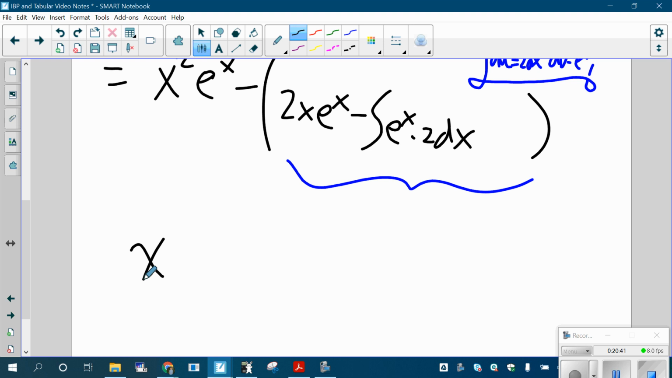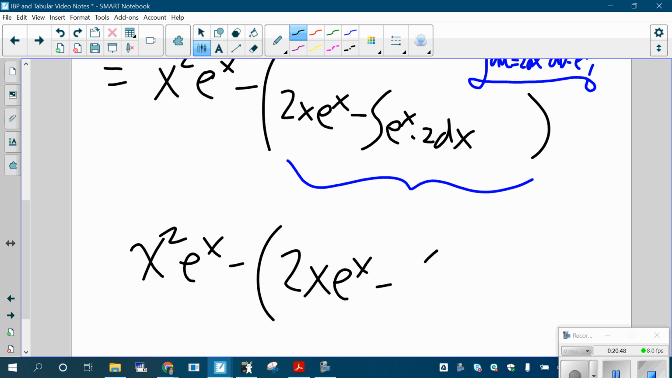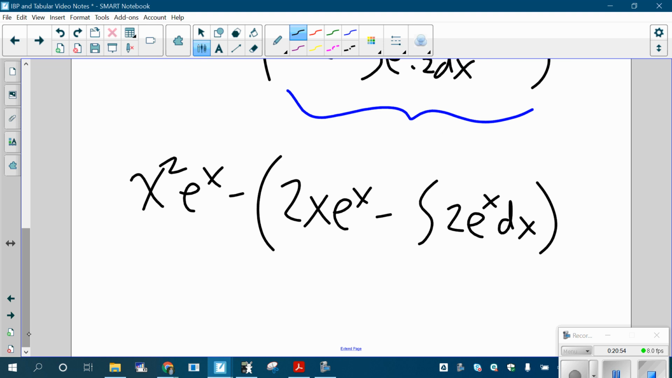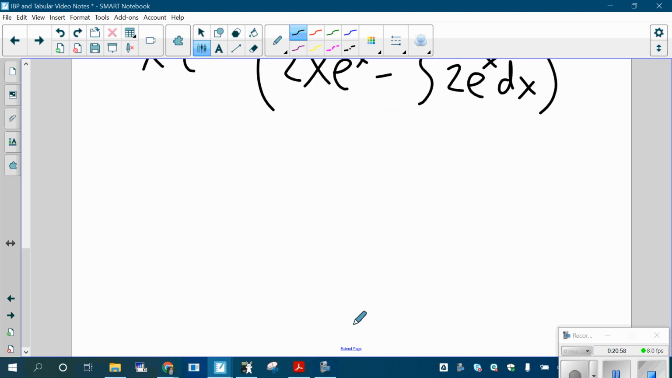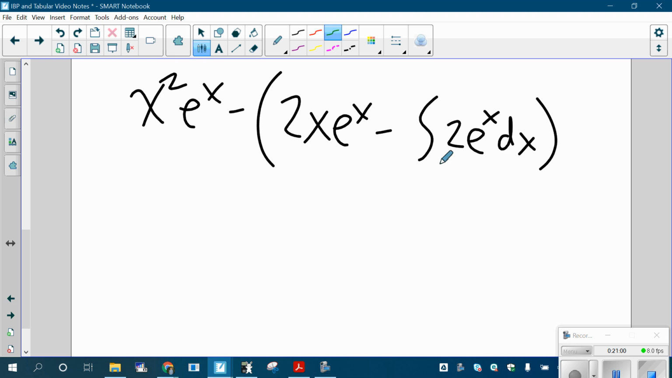Here's where I'm at. x squared e to the x minus, in parentheses, 2x e to the x minus the integral of 2 e to the x dx. I am never going to leave my antiderivative with integrals in it. That doesn't make any sense. So I need to do this antiderivative and keep going. What's the antiderivative of 2 e to the x? Well, luckily it's just 2 e to the x. So now I'm here. I'm almost done.